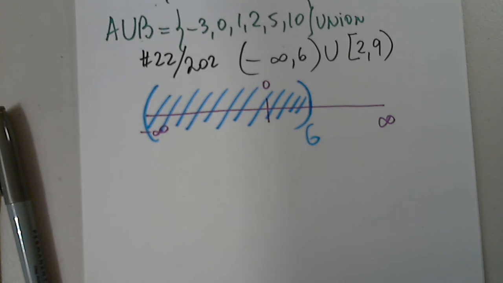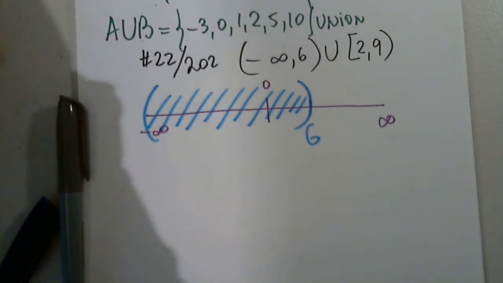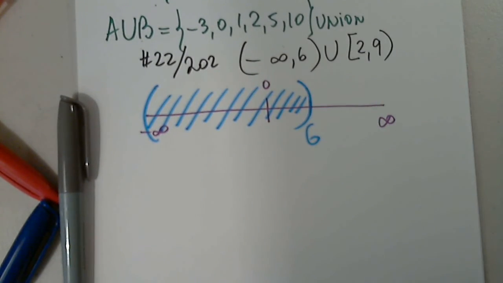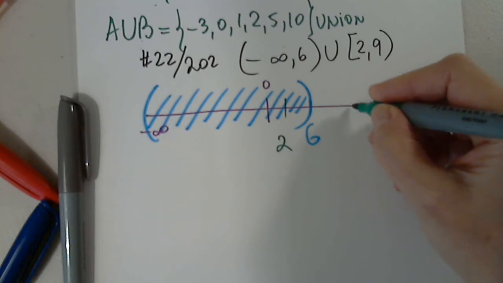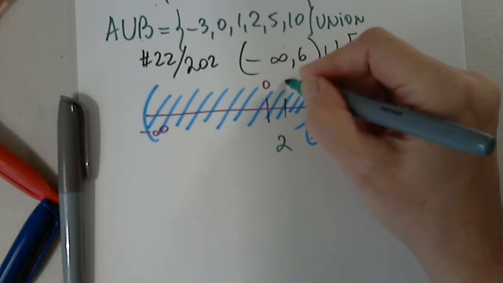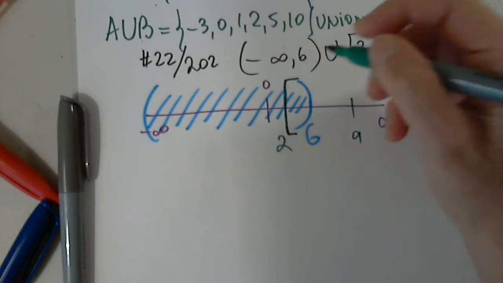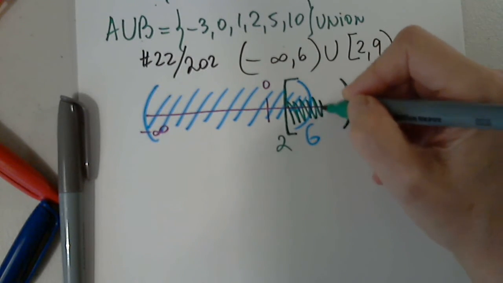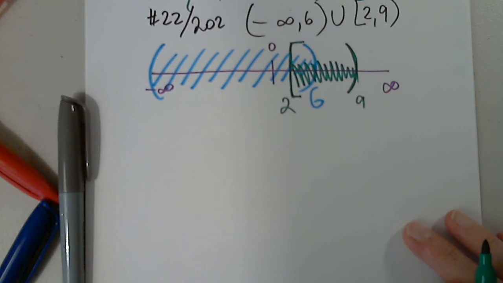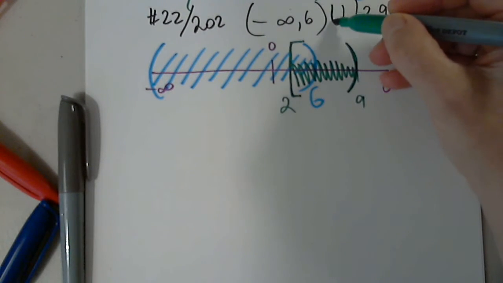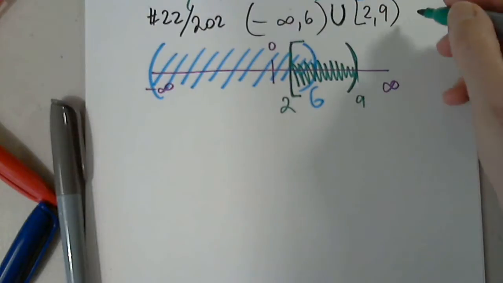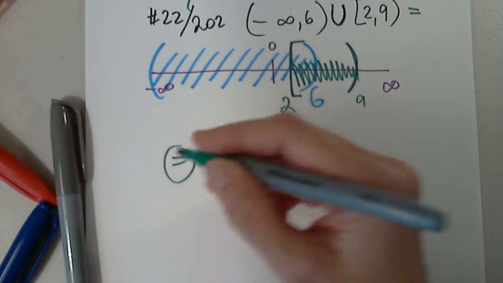And the other one is, I'm going to use green for 2 to 9. Again, I don't care for units. Bracketed 2 and parentheses at 9. We're asked to determine the union. All elements written only once. So can anyone give me the final answer?